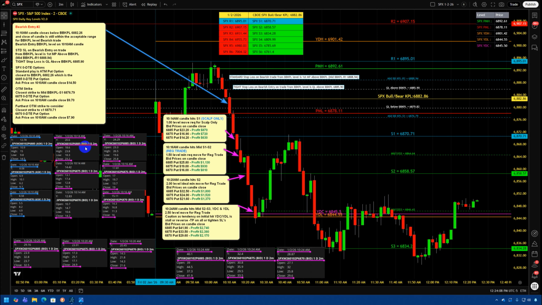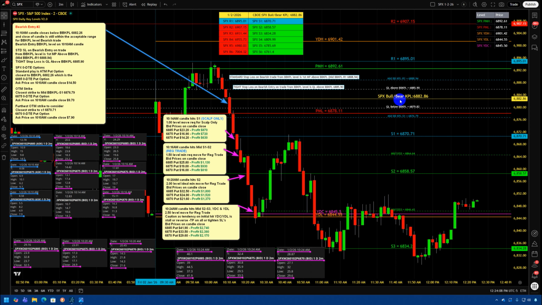68.85 put, bid on the candle close on this 10:14 a.m. candle, $23.20. Profit $870 per option. The 68.75 is $16.90. Profit $720 per option. The 68.70, $14.20 on the bids. Profit $630 per option.